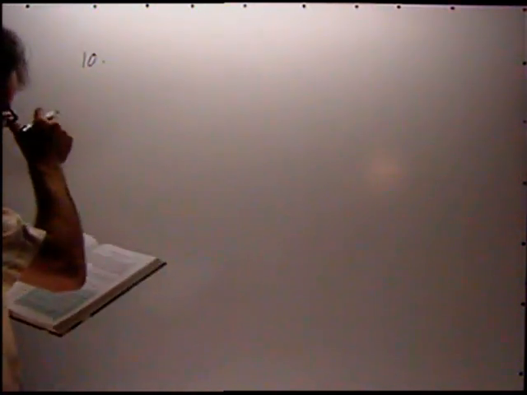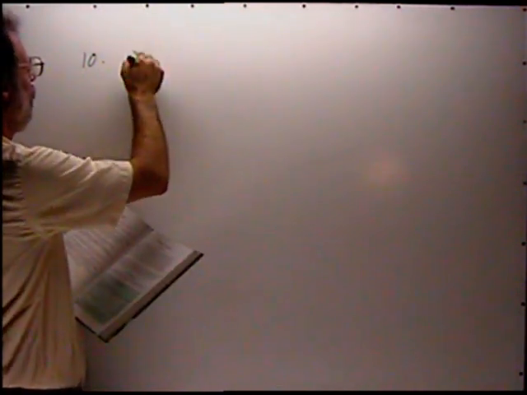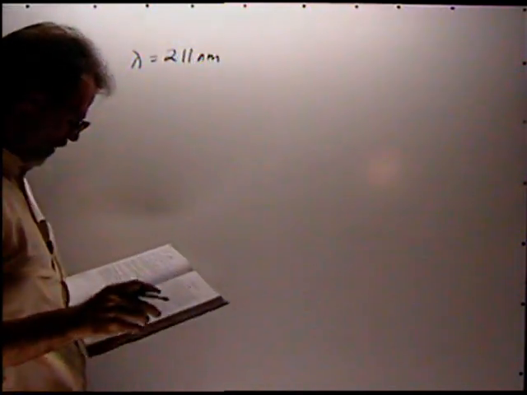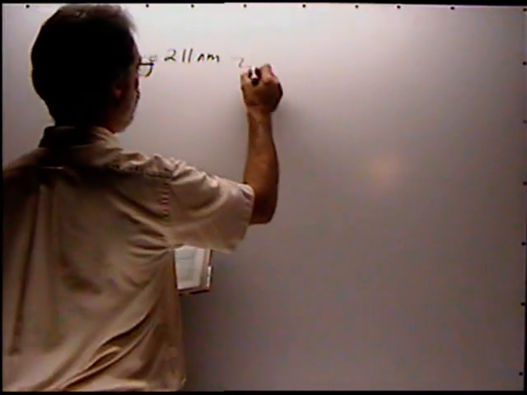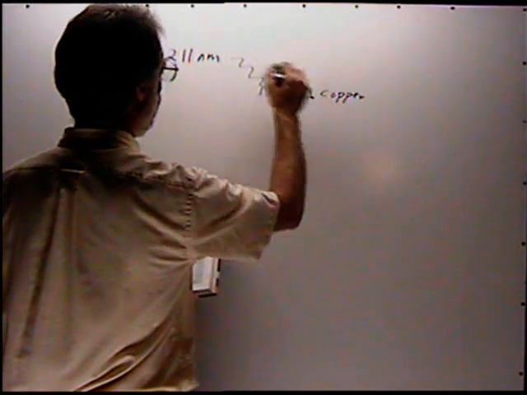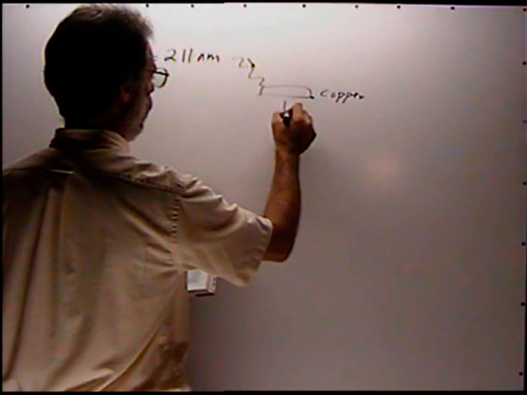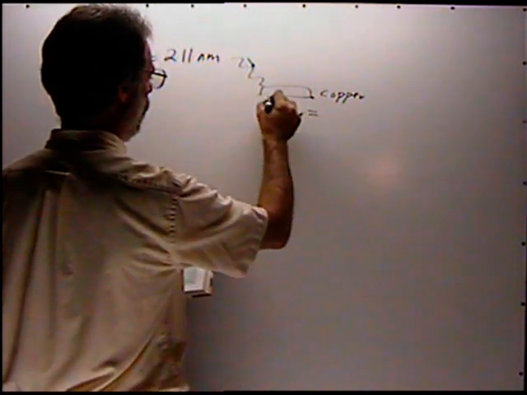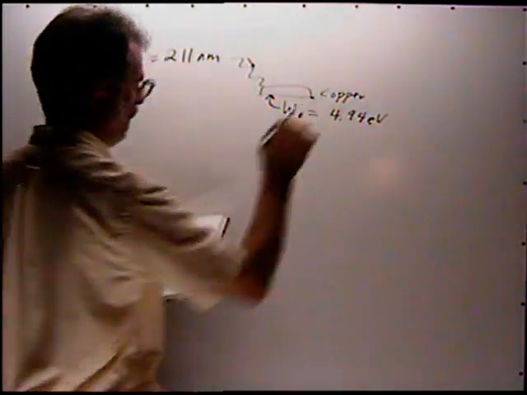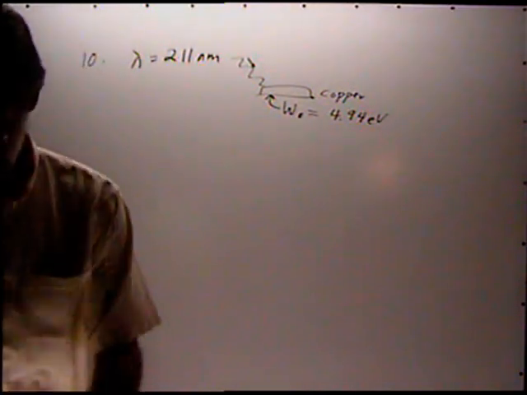Okay, light of wavelength, let's see, wavelength of 211 nanometers, that's way in the ultraviolet, is shone onto copper. That's the photon, and the work energy of this copper is 4.94 electron volt. What is the maximum kinetic energy of the electrons that are emitted?